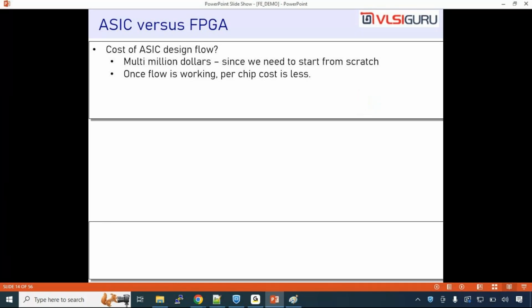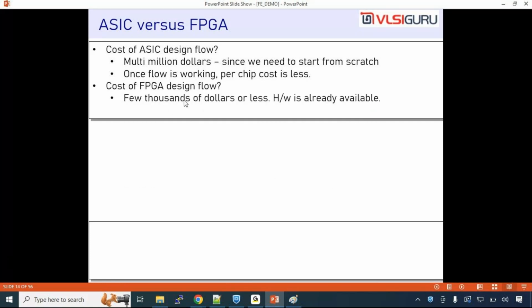Whereas when you come to FPGA, the initial cost will be very less, because the board is already available for you. The hardware is already available. So the per chip cost will be more. The board itself will cost you more.